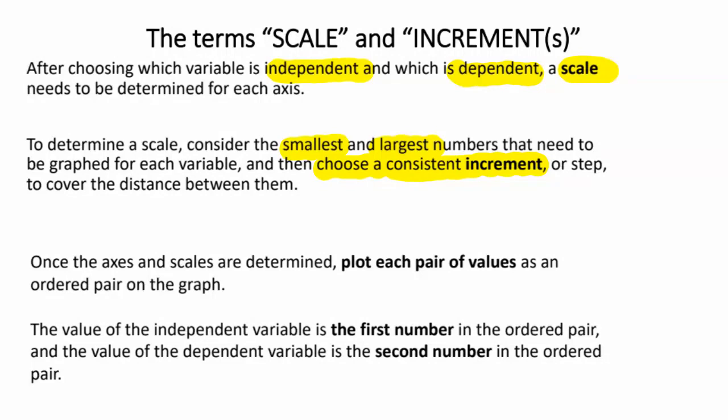And then we're going to plot each value based upon where we labeled the increments on the x and the y axis. Now remember, the independent variable is the first number, the choice. And then the dependent is the second number.